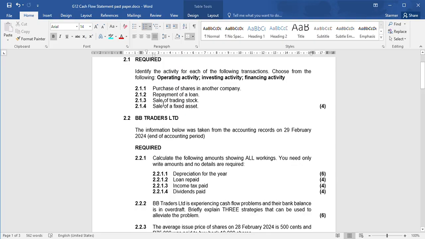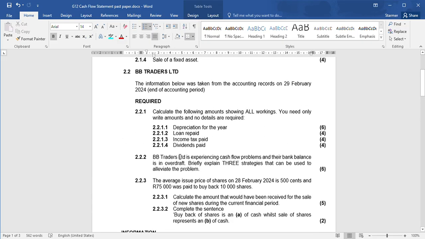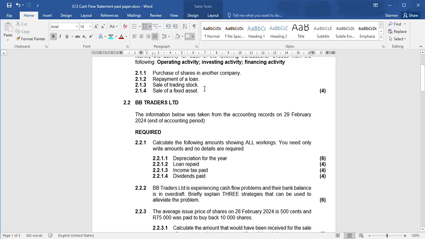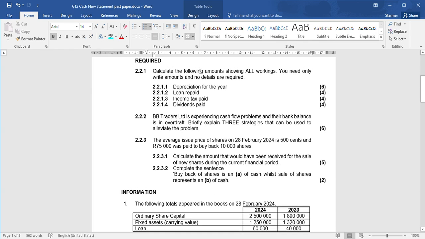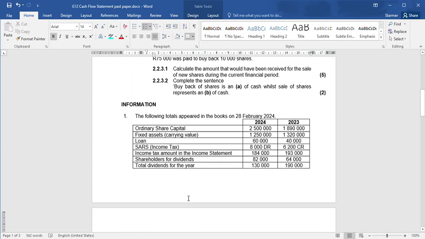When we're talking about financing activity here, financing activity is where you get your capital from. Remember, you can either sell shares or you can borrow money in the form of a loan. So if you're repaying a loan, that forms part of your financing activities. Okay, then sale of trading stock. That's a day-to-day activity which falls under operating. So the third one here will be operating activities.